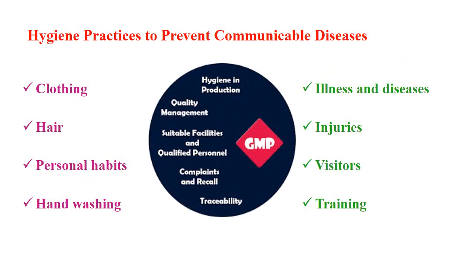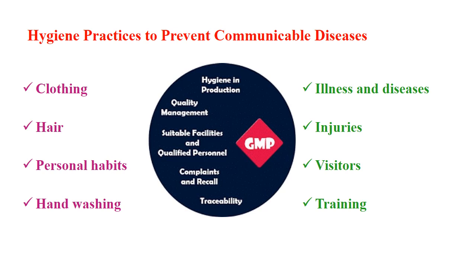Here we will discuss the hygienic practices or personal hygiene of the workers and how to prevent communicable diseases. These practices are very important, like clothing. They should have clean clothing free from any dirt and contamination. The hair should be short or covered with headgear. There should be proper personal habits, without bad habits like eating, chewing, tobacco, etc., which I have already told. Then hand washing: washing hands with sanitary soap after using the restroom or toilets is very important.